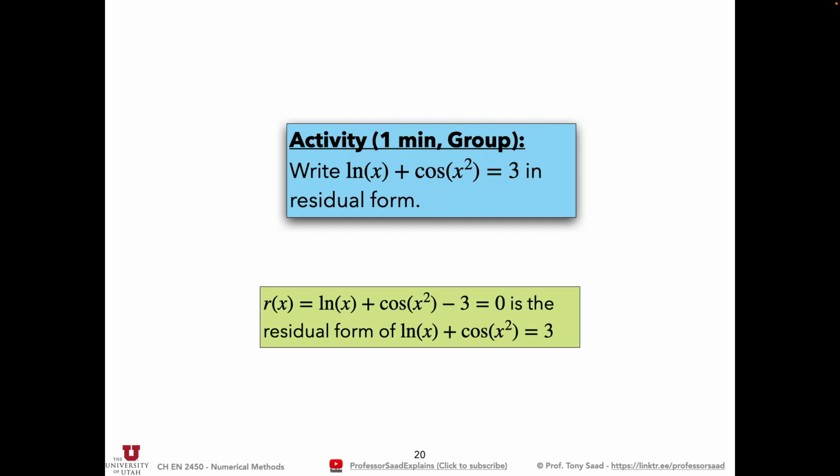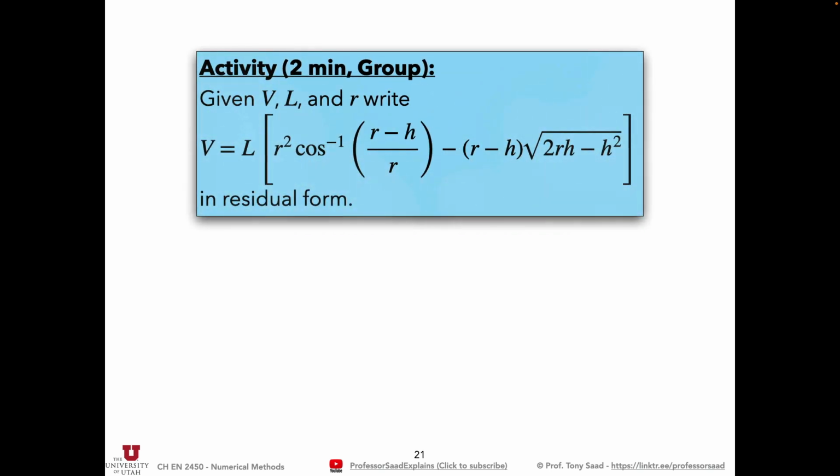Over there, we're intersecting log and cosine with 3. But this standardizes the discussion. Okay? So this function over here is called the residual form of the original equation. Okay, so now let's go back to our original problem. We still want to solve that flood problem in the pipe. So we're headed in that direction.